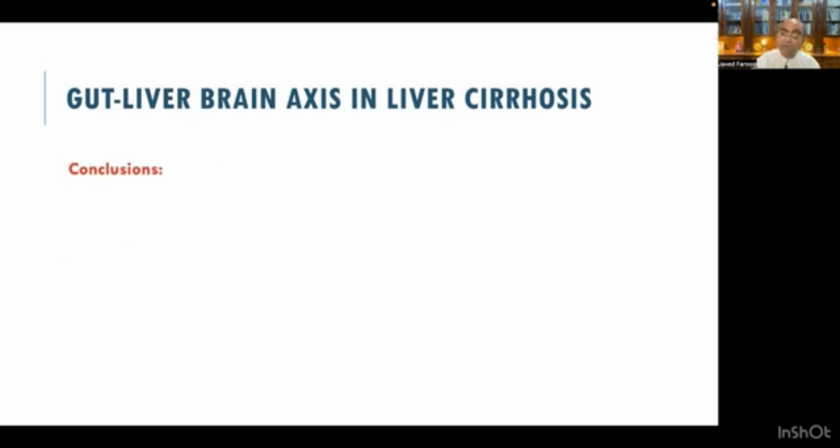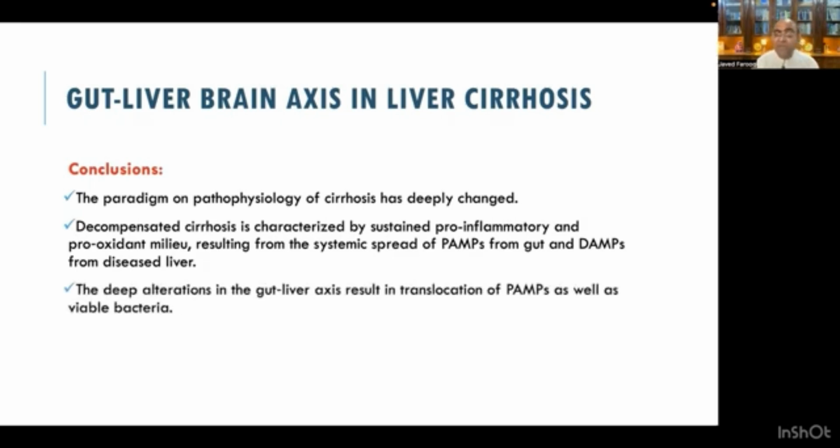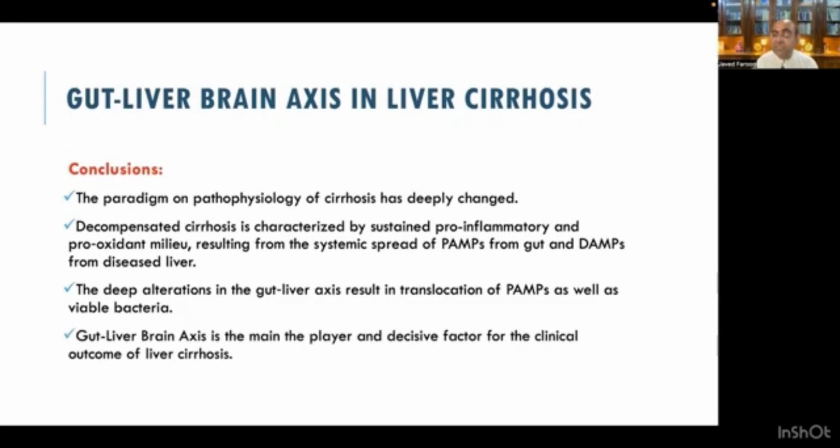So, dear colleagues, we can conclude that the paradigm on the pathophysiology of cirrhosis has deeply changed. Decompensated cirrhosis is characterized by a sustained pro-inflammatory and pro-oxidant milieu resulting from the systemic spread of pathogen-associated molecular patterns from the gut and damage-associated molecular patterns from the diseased liver. The deep alterations in the gut-liver axis result in translocation of pathogen-associated molecular patterns as well as viable bacteria, and the gut-liver-brain axis is the main player and decisive factor for the clinical outcomes of liver cirrhosis patients.